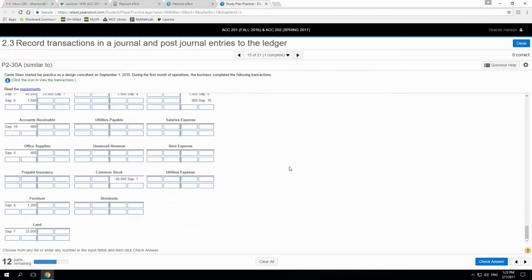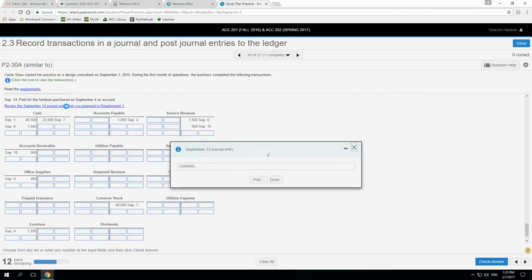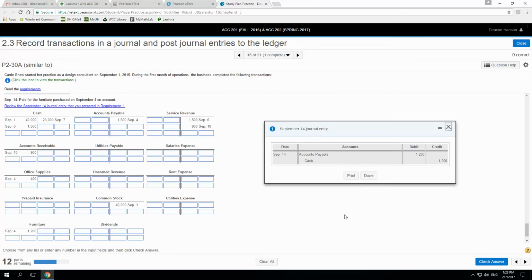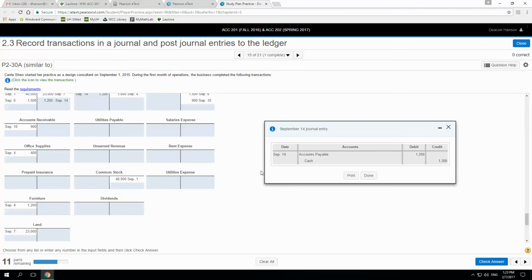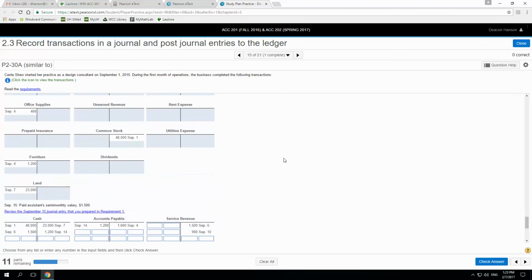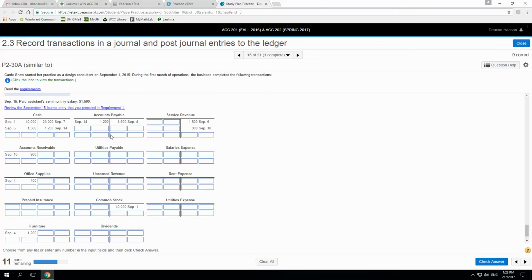Now we're on September 14th. We have a debit to accounts payable of 1,200. See, again, I don't skip a line. I have a blank line at the very top on the debit side, so I can put it right there, September 14th. Okay, and a credit to cash of 1,200. Everybody okay? So far so good.